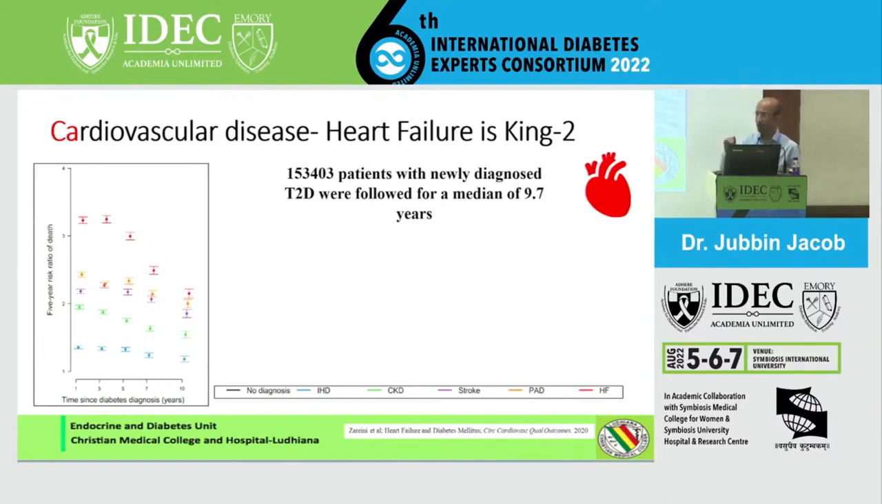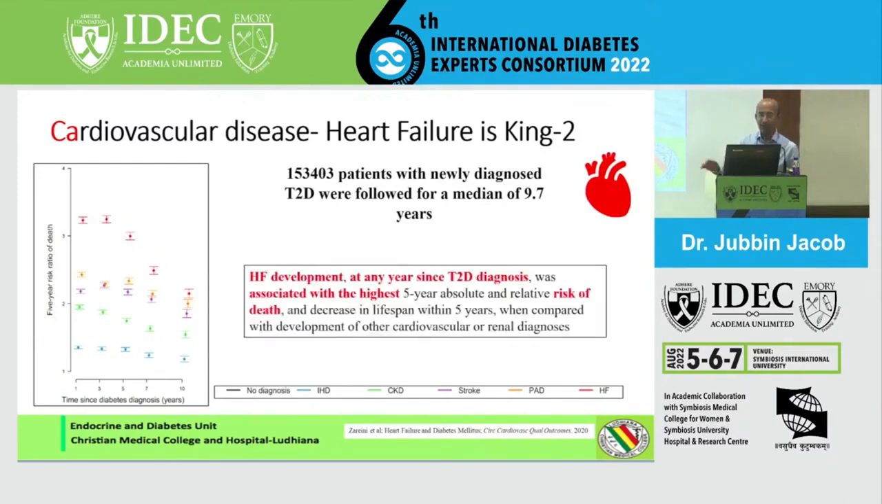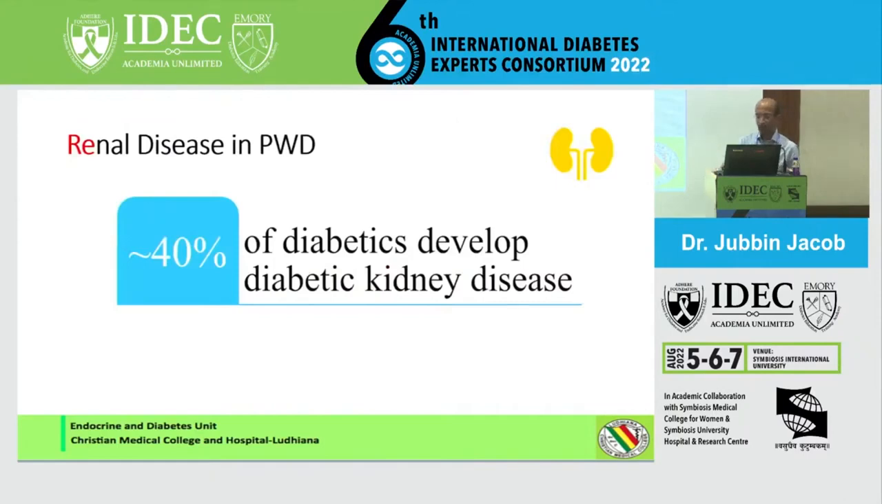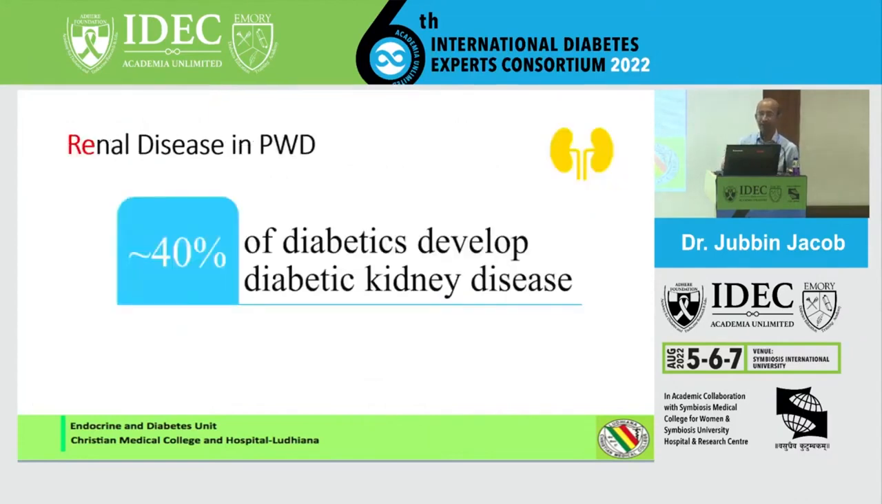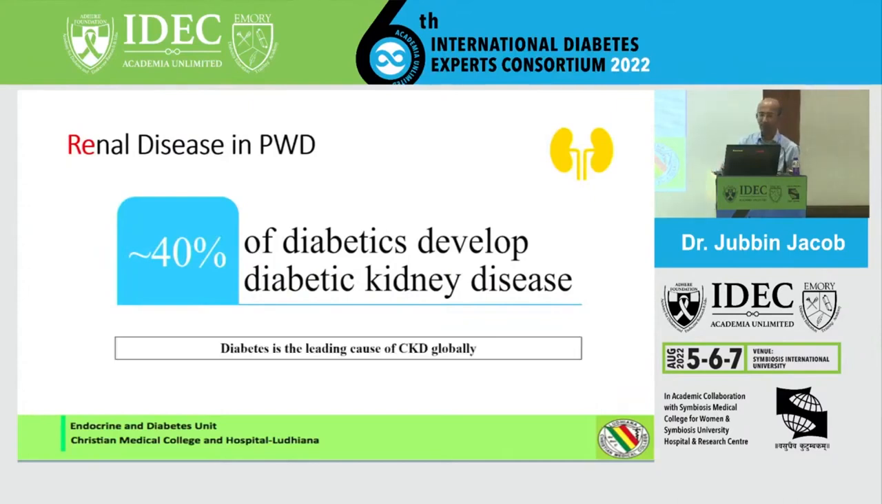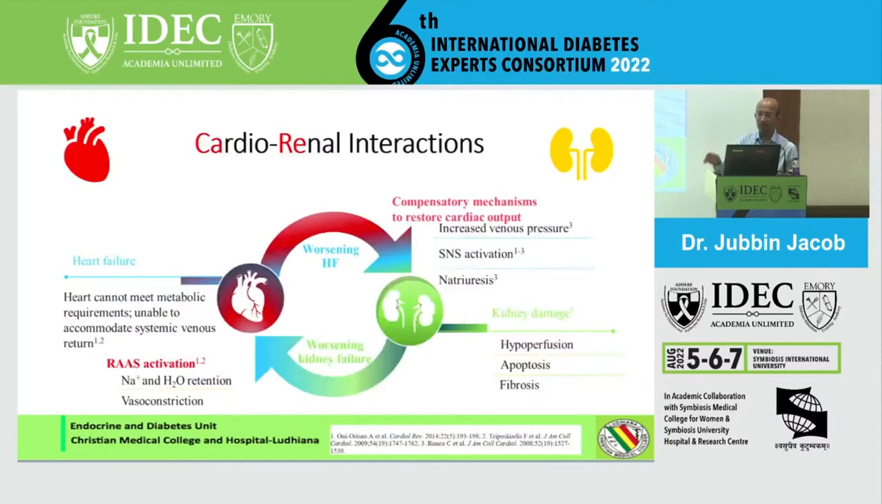So this is the reason when I think about that base, the vasculometabolic health, I think heart failure is king, much more than strokes and myocardial infarctions. And this is heart failure development. At any year, you can see the highest 5-year absolute and relative risk of death. Now, renal disease is also there. Just below heart failure, just below peripheral artery disease is renal failure. And you know that renal disease in people with diabetes is very common. 40% of them will develop it, and diabetes is the leading cause.